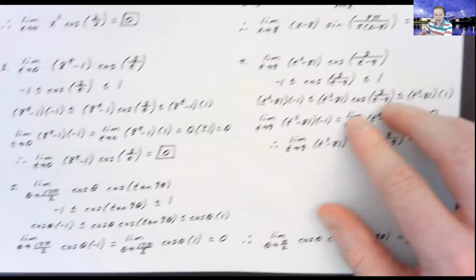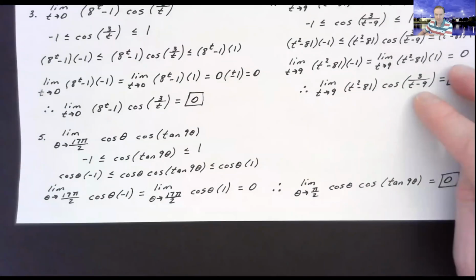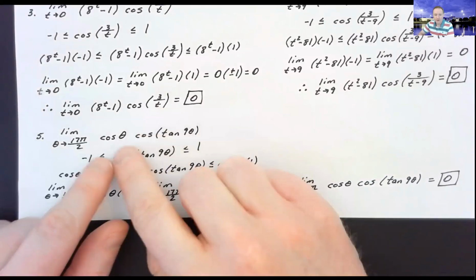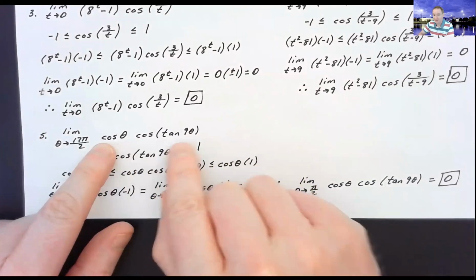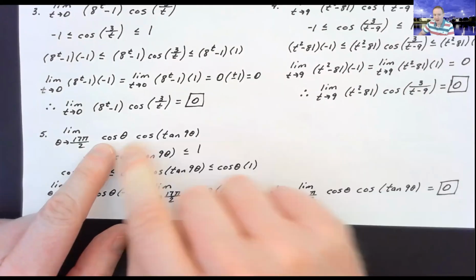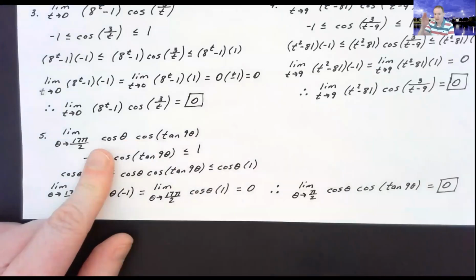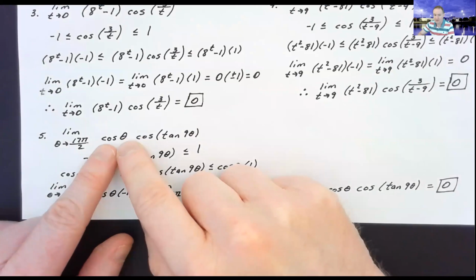Now, I think the last one of these squeeze theorem problems, number 5, we had the limit as theta approaches 17 pi over 2 of the cosine of theta times the cosine of the tangent of 9 theta. So now, I know that the cosine of any odd increment of pi over 2 is either going to be straight up on my unit circle or straight down on my unit circle. That's 1 pi over 2, 3 pi over 2, 5 pi over 2, 7 pi over 2, all the way up to 17 pi over 2. The cosine at any of those values is 0.